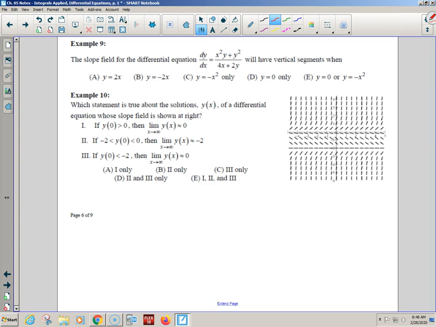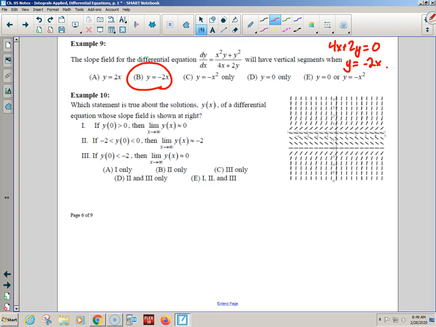Example 9 gets a little bit interesting. The AP loves to ask things kind of like this. If you have vertical segments, aka the slope is what? Vertical lines have what? What makes an undefined slope? Number over 0, what's in the bottom? 0. So what do I do? What's the relationship for all the vertical ones? y is equal to -2x. That easy if you get the concept. Vertical tangent line, the slope is undefined, it's at the bottom equal to 0. The AP loves to ask this as like a part A to a FRQ.